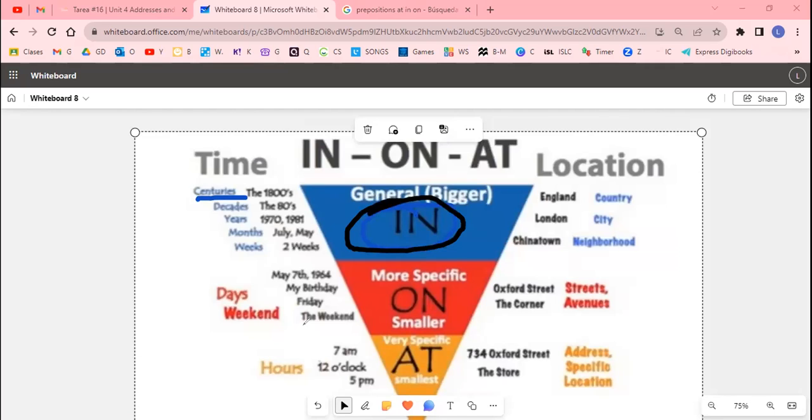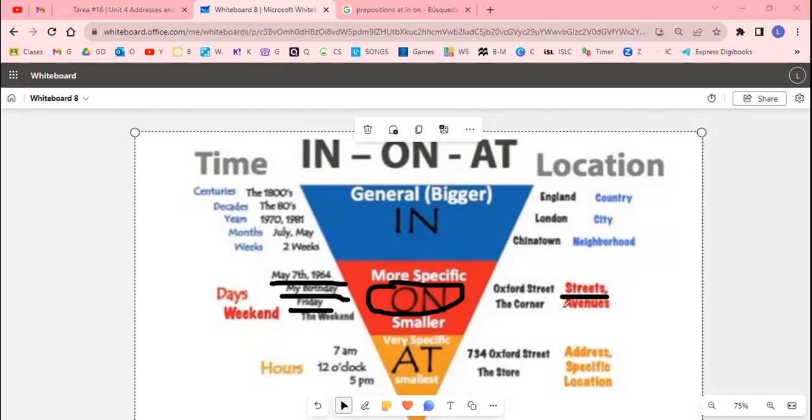Ahora bien, ese es para el in. Ahora vamos con el on. Para el on, por ejemplo, para el tiempo, dices una fecha específica, ¿ok? Dices una festividad específica, un día específico. Para las locaciones dices una calle específica o una avenida específica y utilizas el on. Y para el at, ya sos todavía más específico y dices una hora, un tiempo de comida específico, ¿verdad? Con el at. Y también con el at dices una dirección específica, un lugar.